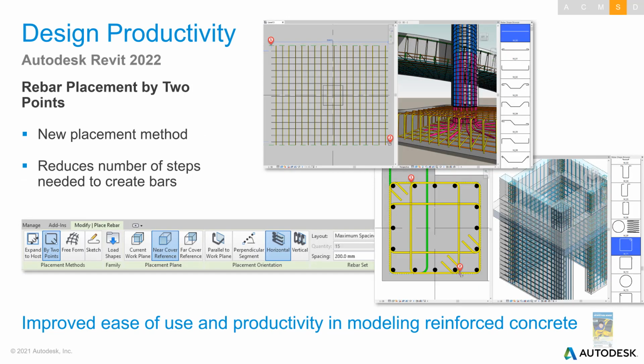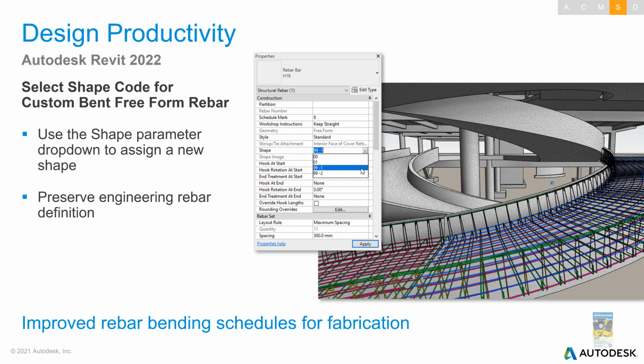You can actually place a rebar by two-point method now. So picking two opposing corners will give you that area to work with, and it automatically generates the rebar in that area. So should be interesting to see. You can select the shape code for custom bent freeform rebar as well, so they have a drop-down, and you can preserve the engineering rebar definition.